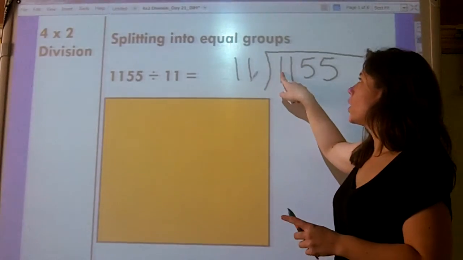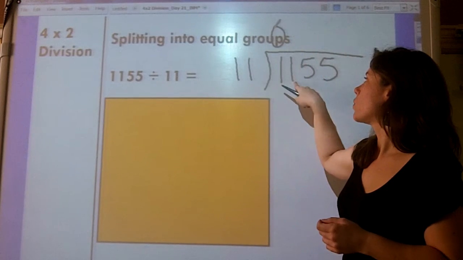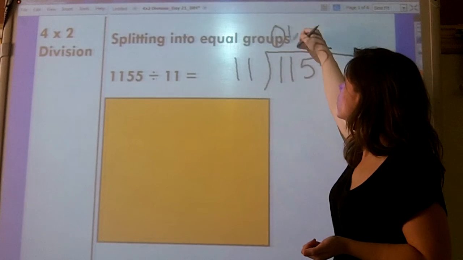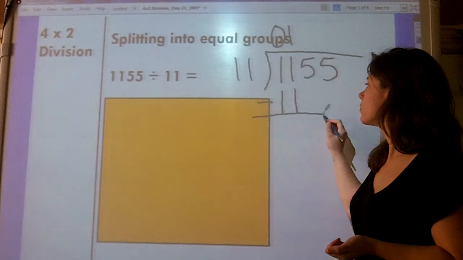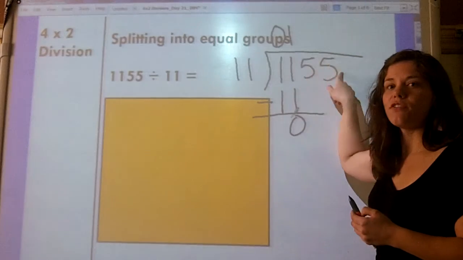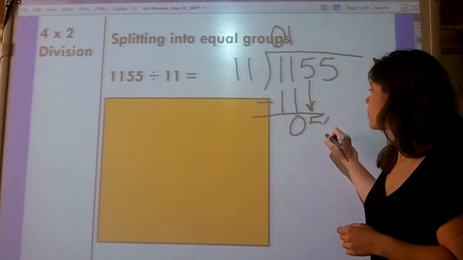Can 11 go into 1? No, so I'm going to put up a 0 to stay organized. Can 11 go into 11? Yes, 11 times 1 is 11. I'm not finished yet because I still have 55 inside my dividend. I'm going to bring down the first 5.